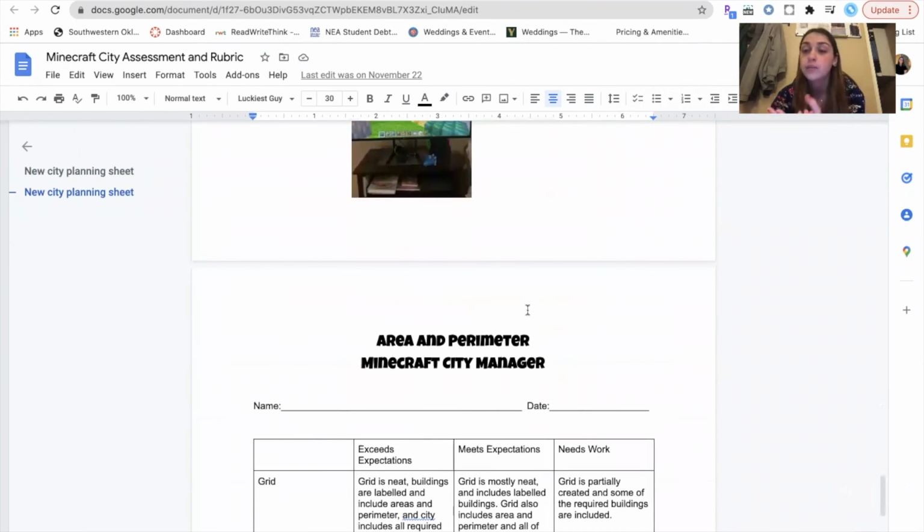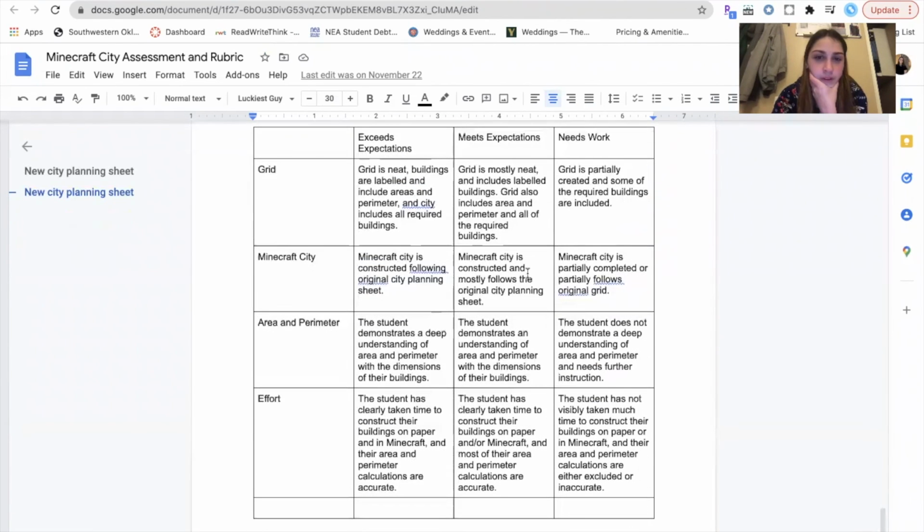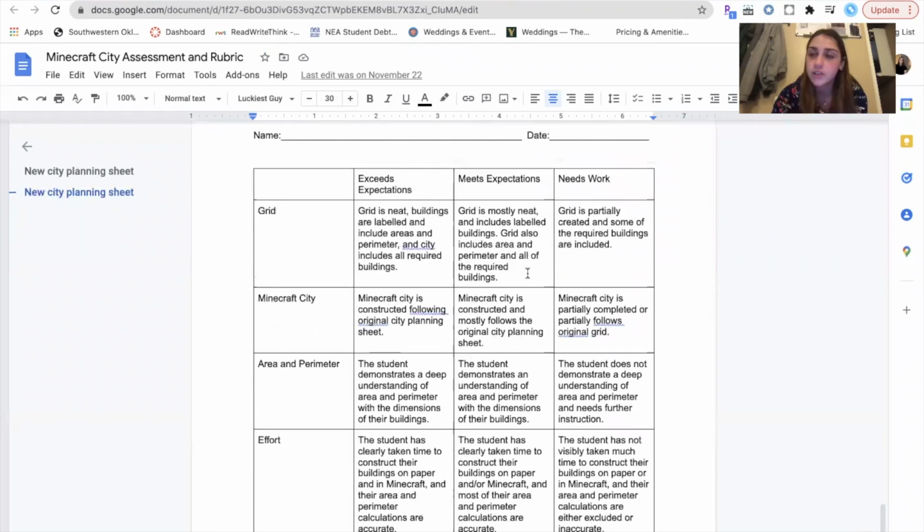Just be sure to use proper technology procedures when we're using technology. How are you supposed to treat them, and how are you supposed to act when you're using them? And just make sure that I'm not looking for how nice your city looks. I'm looking for, were you able to use the math correctly? And does your recording sheet follow what you did in Minecraft?